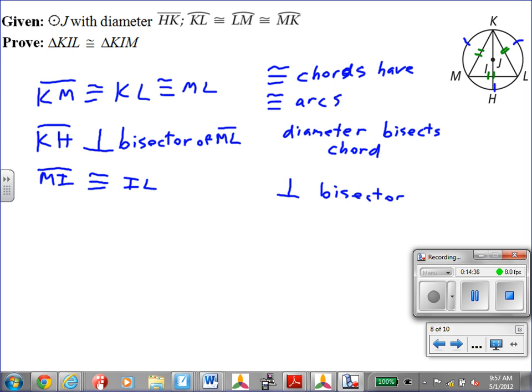Split the arcs. On the proving side, diameter bisects chord, but it doesn't tell us up there that diameter bisects chord. But we know that already. Like, we don't know that those two sides are congruent. That's what I'm saying. We don't know that it's perpendicular.